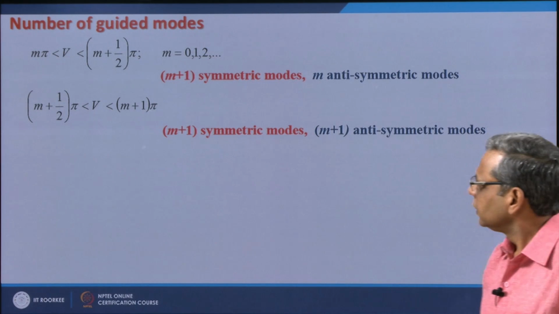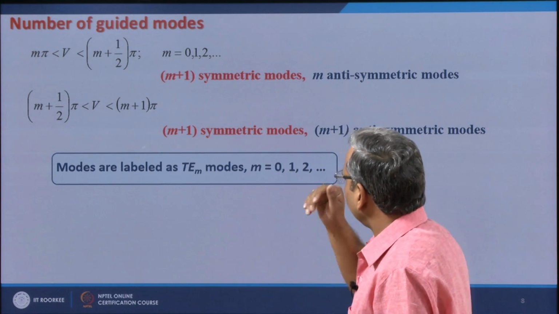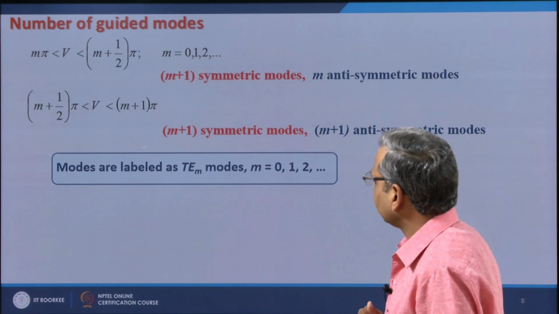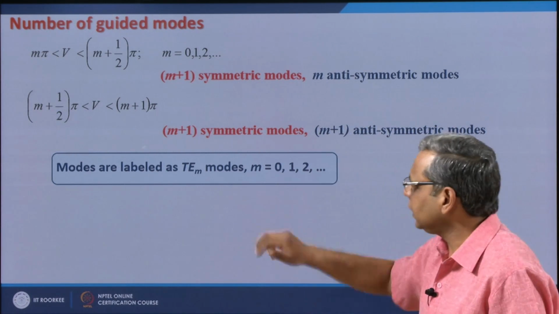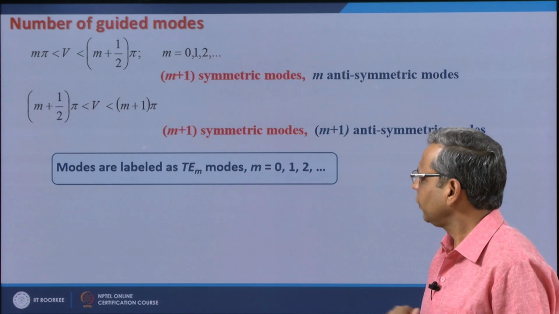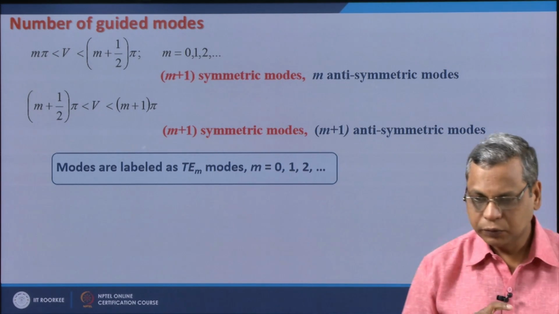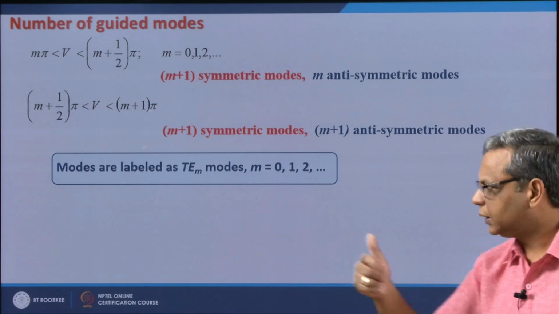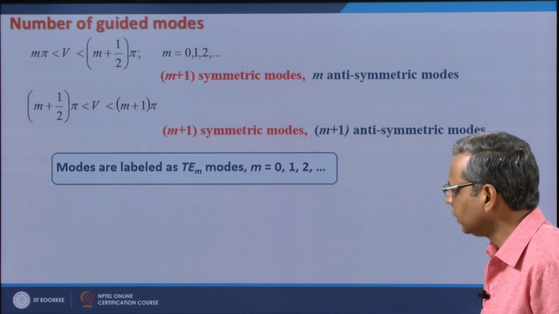In general, I can get the modes for any value of V, and I label these modes as TEm mode, where m is equal to 0, 1, 2 and so on. So, the very first mode is TE0 mode, then there is TE1, TE2, TE3 and so on. So, that is how the modes are labeled.